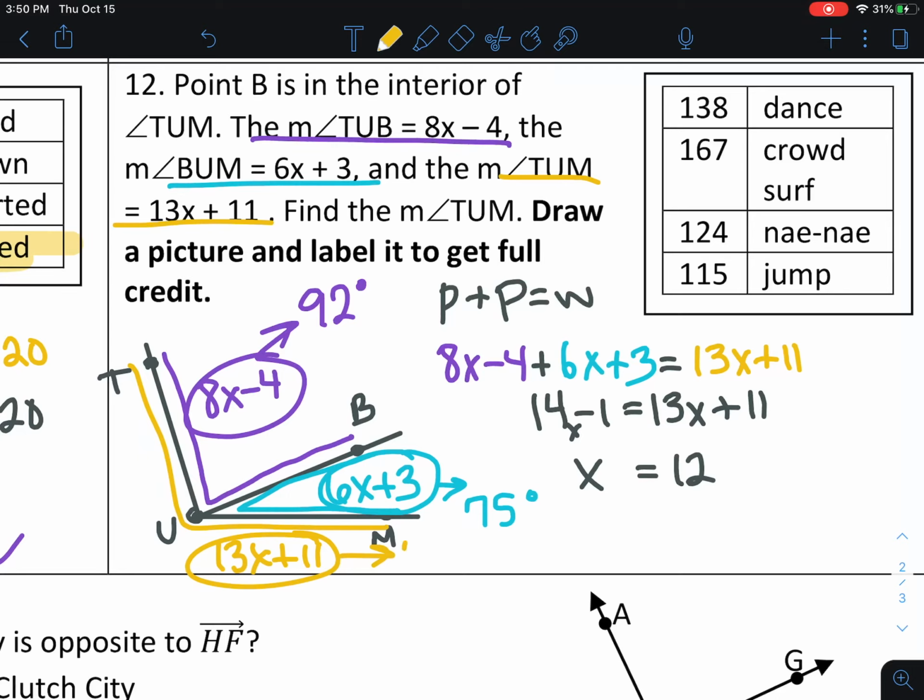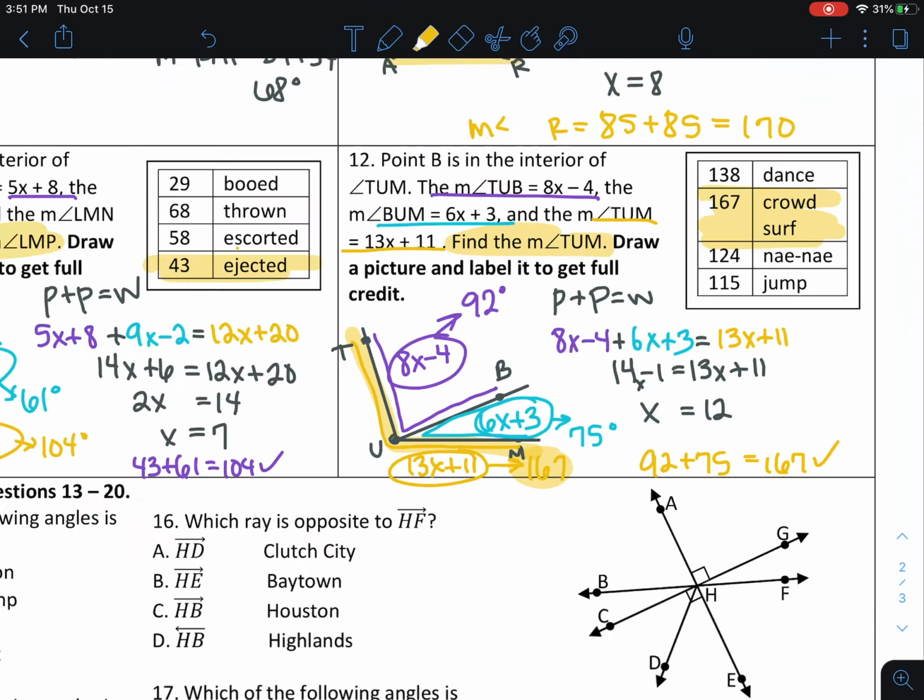And that's 167. So you want to see if you add up the 92 and the 75, will that equal 167? And it does, so we're good to go. All right, let's see what the problem was asking us to figure out. TUM, which is the whole thing. So there's our answer, 167. All right, great, moving on.